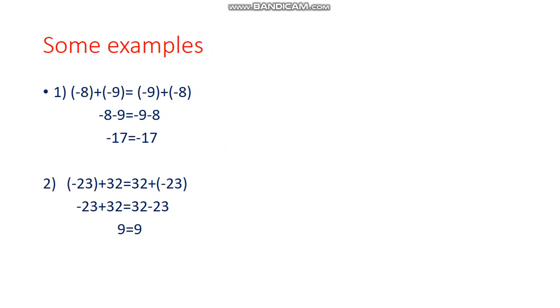Let's check another example. Minus 23 plus 32 is equal to 32 plus minus 23. Minus 23 plus 32: here minus, here plus, so we can subtract, but the bigger number 32 has a positive sign, so the answer is plus 9. Here also 9. 9 is equal to 9. That means a plus b is equal to b plus a.